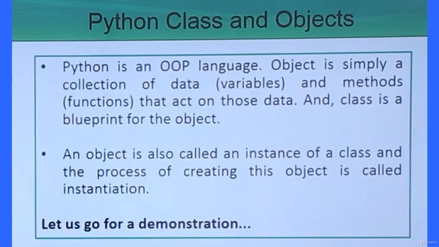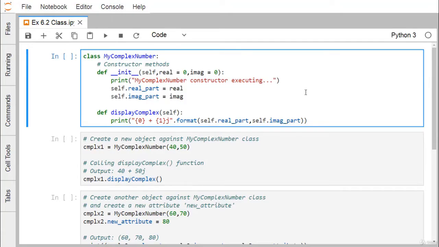In this example of class and objects, we are defining one class. The name of the class is myComplexNumber. Here we are defining one constructor. We know that the constructor method will have the name __init__ in Python, irrespective of the name of the class. It has two input parameters, real and imag, and apart from these, self. Self denotes the reference of the object, also known as the this reference.